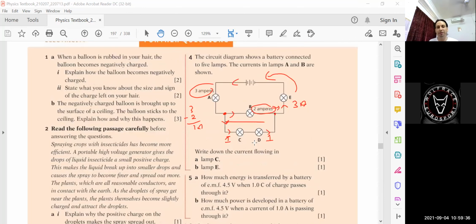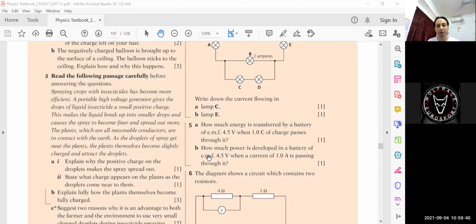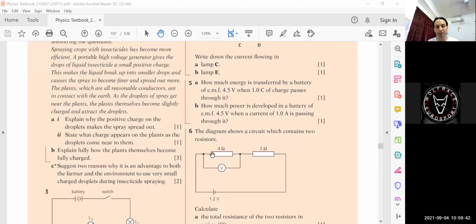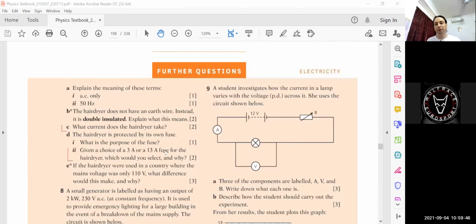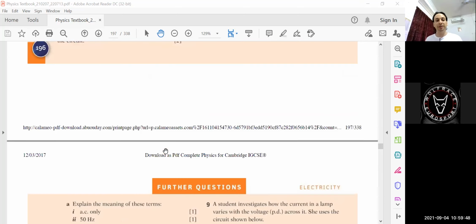That's enough, I think. The rest of the questions, children, you practice by yourself. Question number 5 is important, question number 6 is also important, question number 7 is important, and there are many questions. All these further questions are from the IGCSE, children, and these are important questions. So I suggest you never forget to practice further questions from your text.